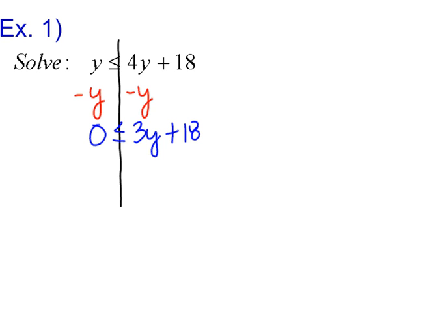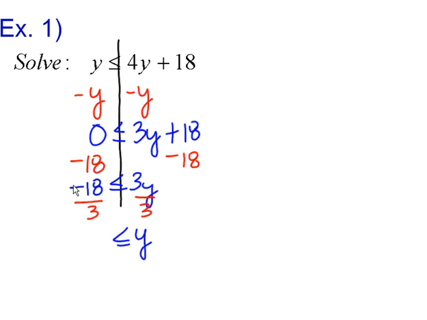And now I'm going to just treat it like I would any normal two-step process. I would subtract 18 from both sides. And subtracting 18 does not change the sign over. So that's going to be negative 18. And for my last step, to get the y alone, I'm going to divide both sides by 3. Now dividing by 3 does not change the sign either. So negative 18 divided by 3 is negative 6. Started negative, stayed negative. Okay, so far so good.